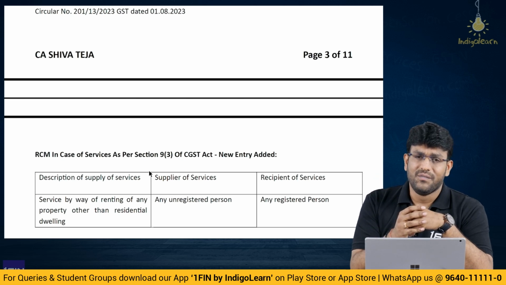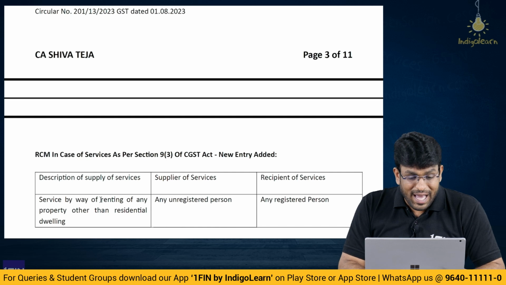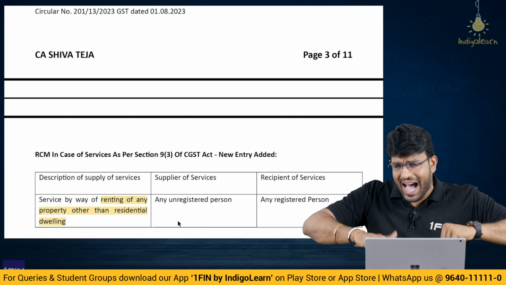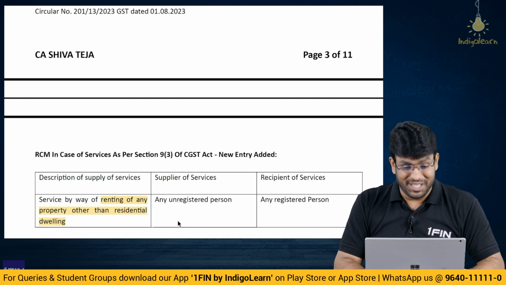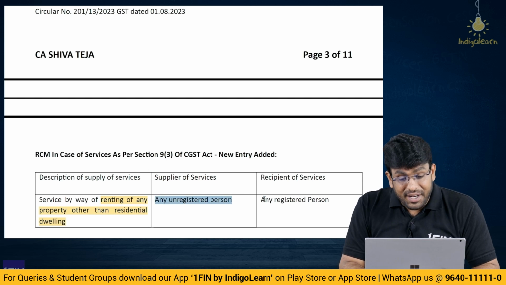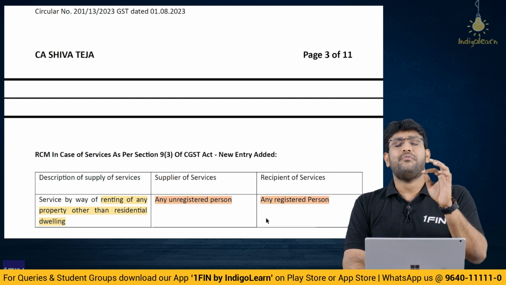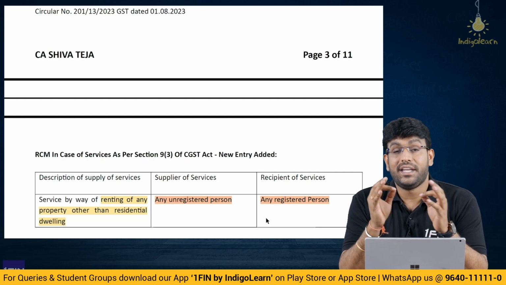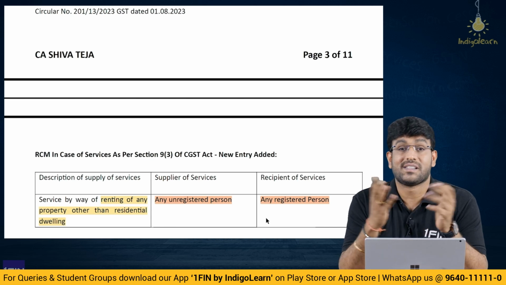Now, one latest amendment has come up very recently, just a few months back. The amendment is something like this: service by way of renting of any property other than residential dwelling. When I say other than residential dwelling, what does that mean? Simply, renting of a commercial property by any unregistered person to any registered person is clearly covered under RCM, my dear friends. Very, very important point. In simple terms, service by way of renting of commercial property by an unregistered person to a registered person is covered in RCM.